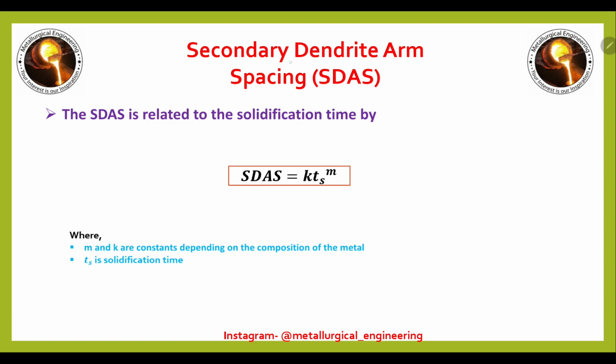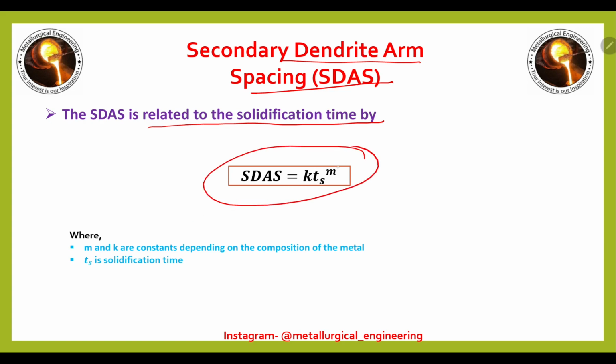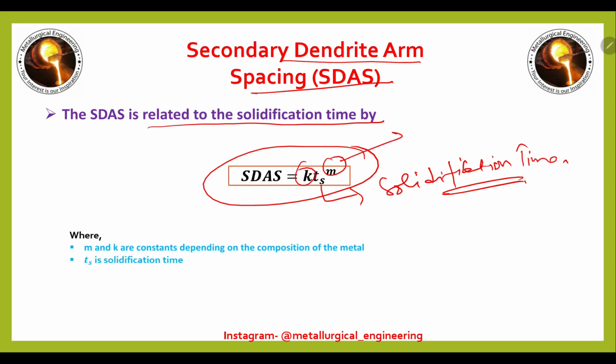And secondary dendrite arm spacing, SDAS, this is related to the solidification time by this formula, SDAS is equal to K Ts to the power M, where Ts is the solidification time and M and K are the constants which depend on the composition of the metal, like this is written here, composition of the metal.